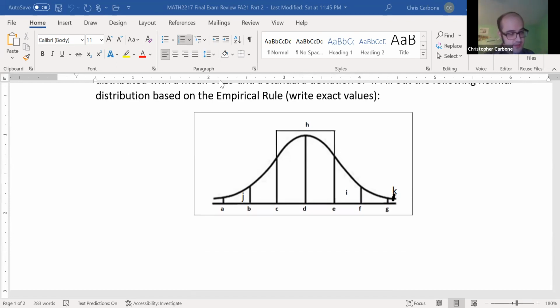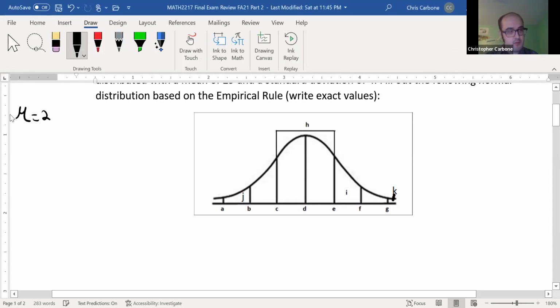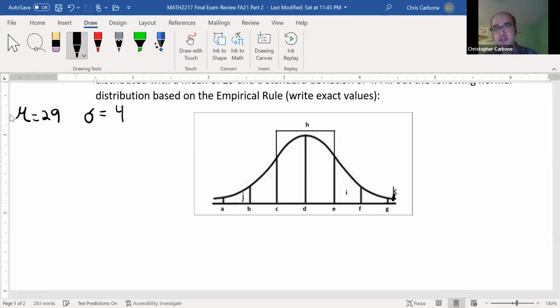So based on this, we have a mean of 29, a standard deviation of 4. And if we recall correctly, 68% of our data is within that one standard deviation. So in our case, that will be 29 plus and minus just one standard deviation, which is 4. This would give us values of 25 and, on the higher end, 33.